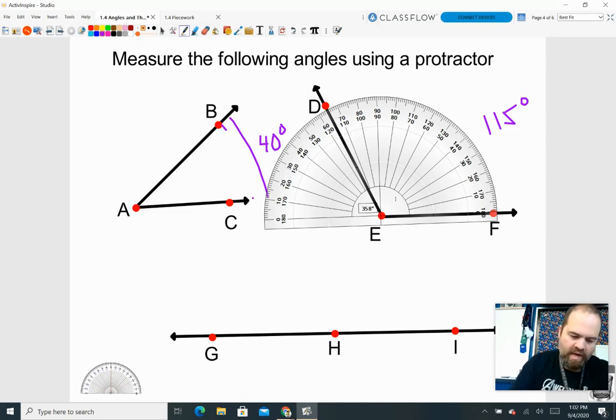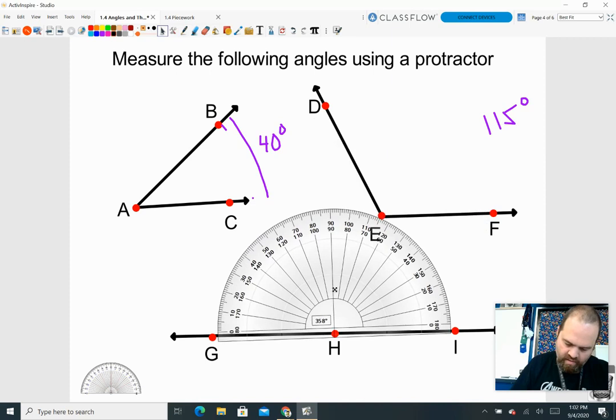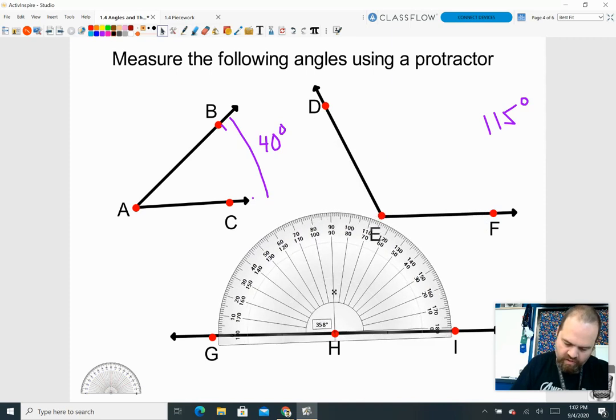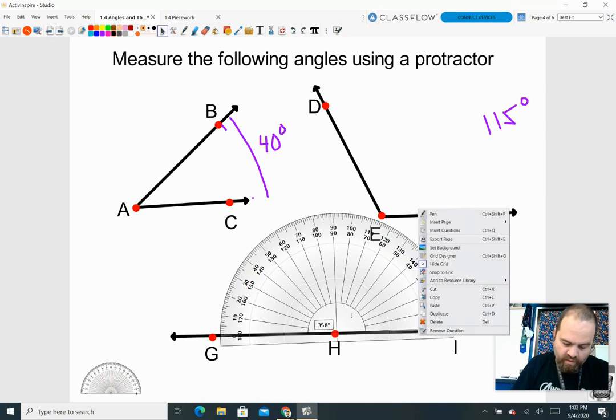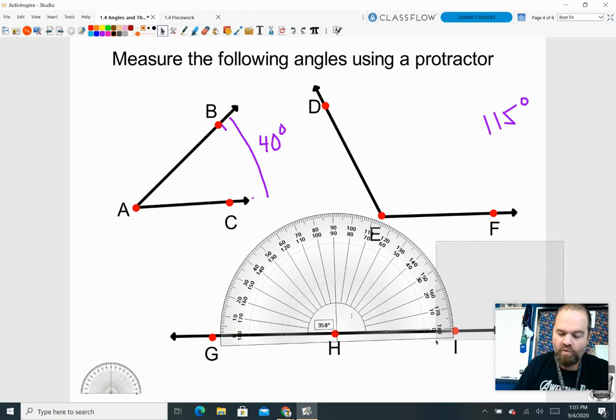And then the one at the bottom, I threw this one in here just to show you how the numbers on this thing work. It doesn't matter which way you look at it. On the left here, I've got 0 and 180, and on the right, I've got 180 and 0. It's basically a 180 degree angle no matter how you look at it. A lot of people call that a straight angle. It's just a line. There's nothing fancy about it.